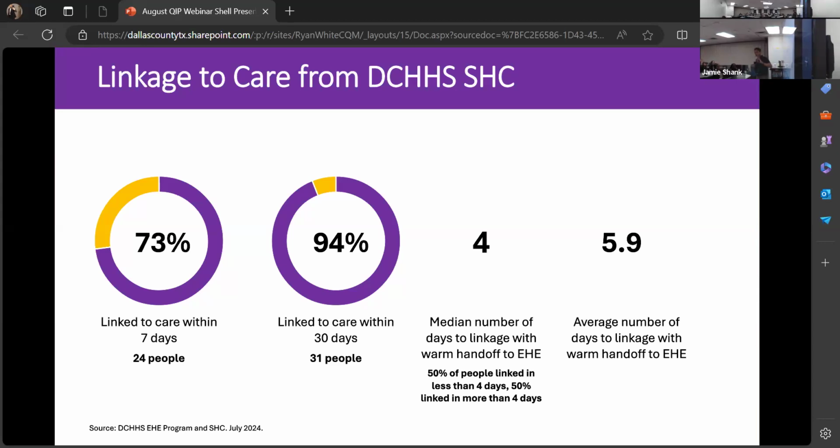And this is including what we call a warm handoff, which is when the sexual health clinic, the doctor or nurse on staff, will directly call EHE, and one of our EHE care navigators will come down and meet directly with that new patient and get them oriented with their care options and so forth.